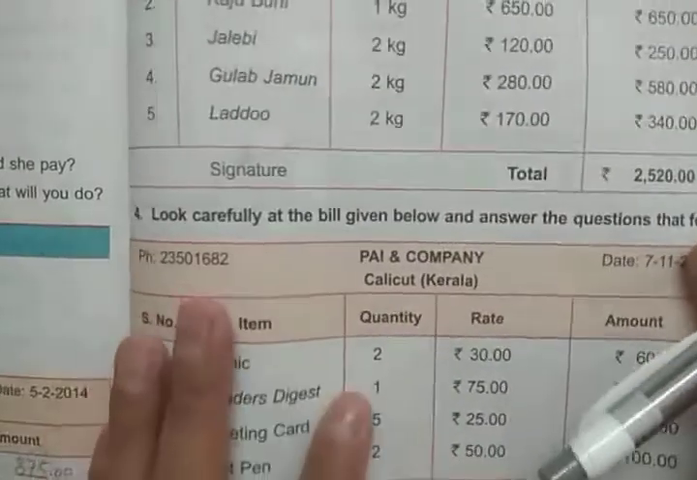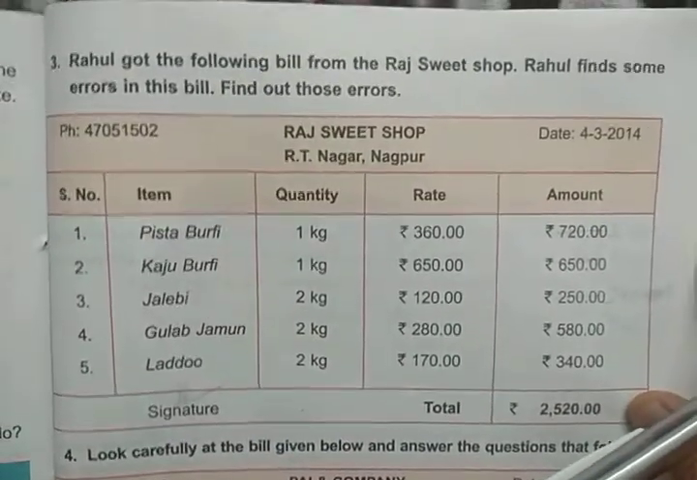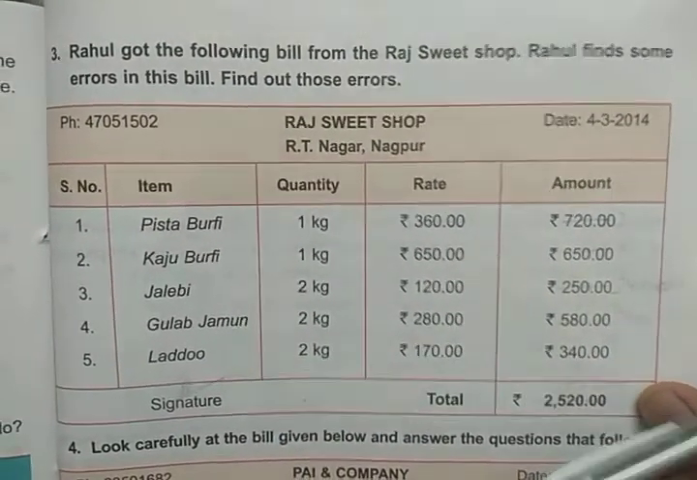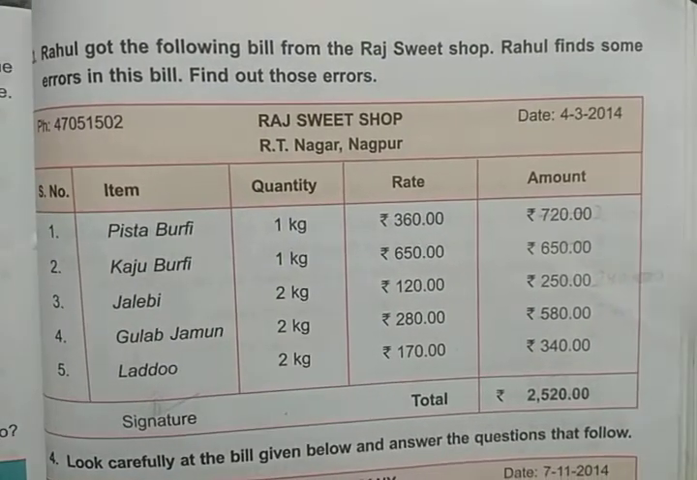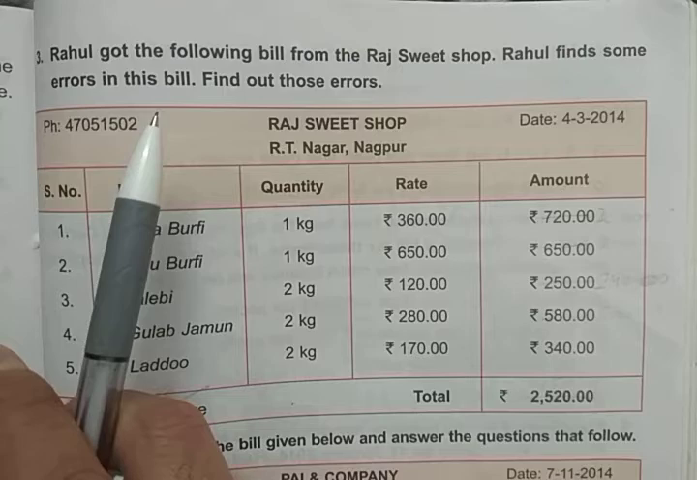Next question is, here Rahul got the following bill from the Raj sweet shop. Rahul finds some errors in this bill.